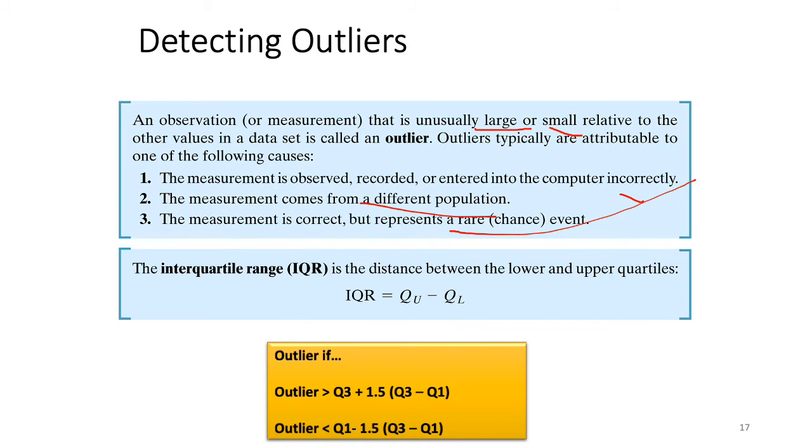One definition: the interquartile range, or IQR, is the distance between the upper quartile and the lower quartile. The upper quartile is the third quartile and the lower quartile is the first quartile. So let's look at this equation. A value is an outlier if, let's look at a positive outlier, a positive outlier would be a value that is greater than the third quartile plus 1.5 times the interquartile range. A value is a small outlier if it is less than Q1 minus 1.5 times the interquartile range.